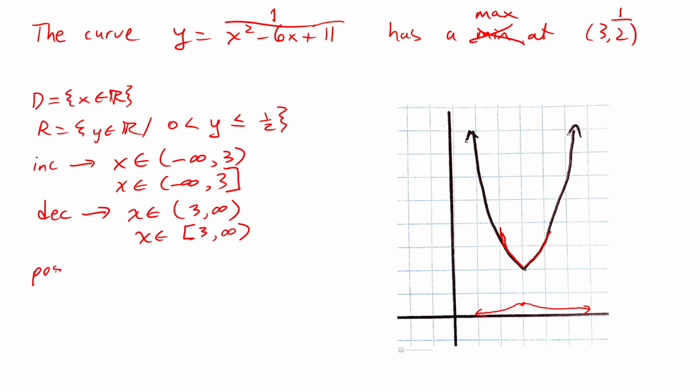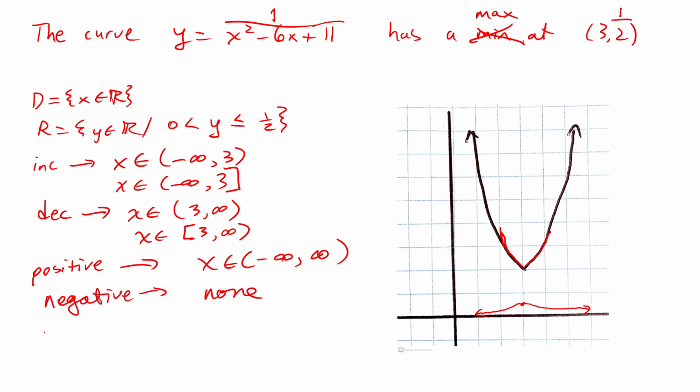Now, when it comes time to talk about positive intervals, well, that's every x value between negative infinity to infinity is producing a y value that's greater than 0. Our negative intervals don't exist, and we can talk about our horizontal asymptote at y equals 0, and there are no vertical asymptotes.